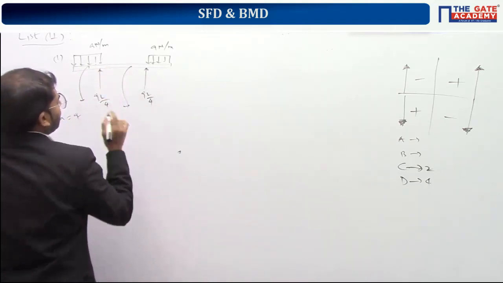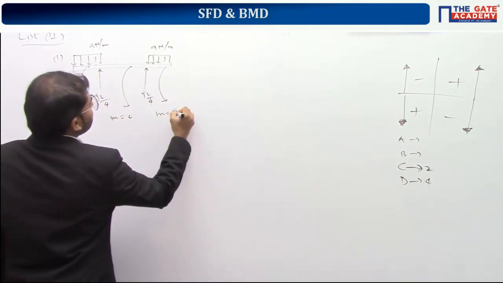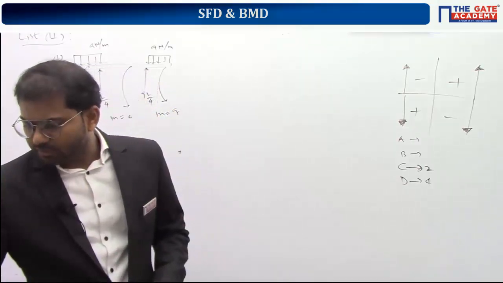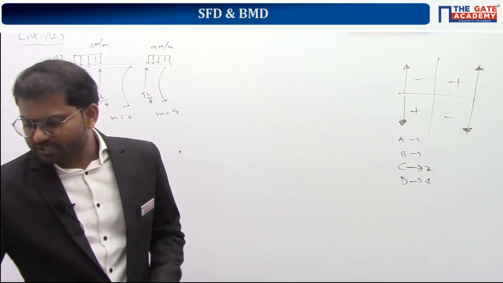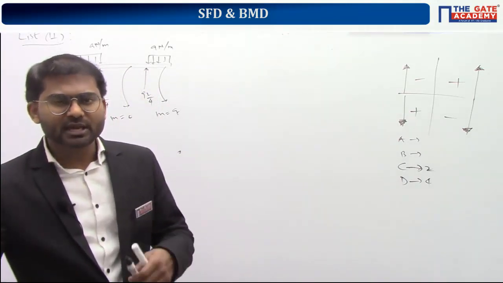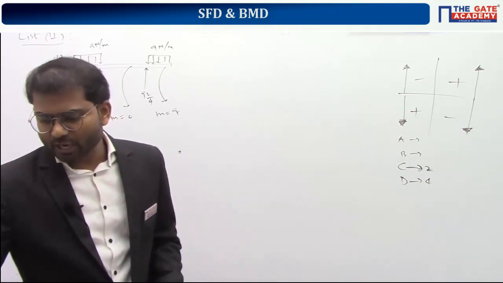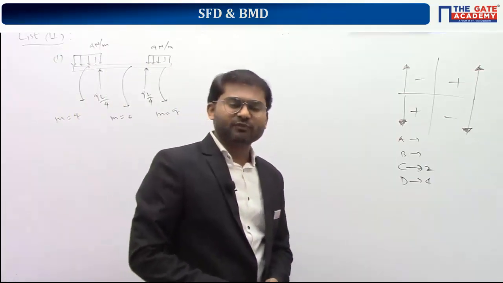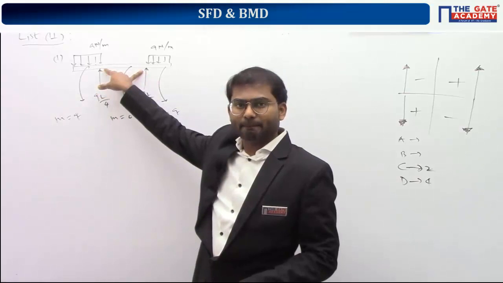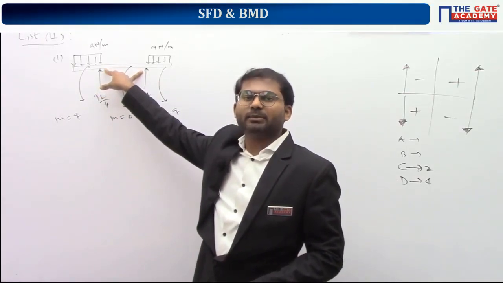Here the intensity is equal to 0, so the slope should be equal to 0, and here the slope should be equal to Q. So as we already understood, for lists 2 and 4, options C and D are already used. So either option A is correct or option B is correct. If you see options A and B, the slope of the shear force diagram is 0 from here to here in option number B of list 1, or the second shear force diagram in list number 1.